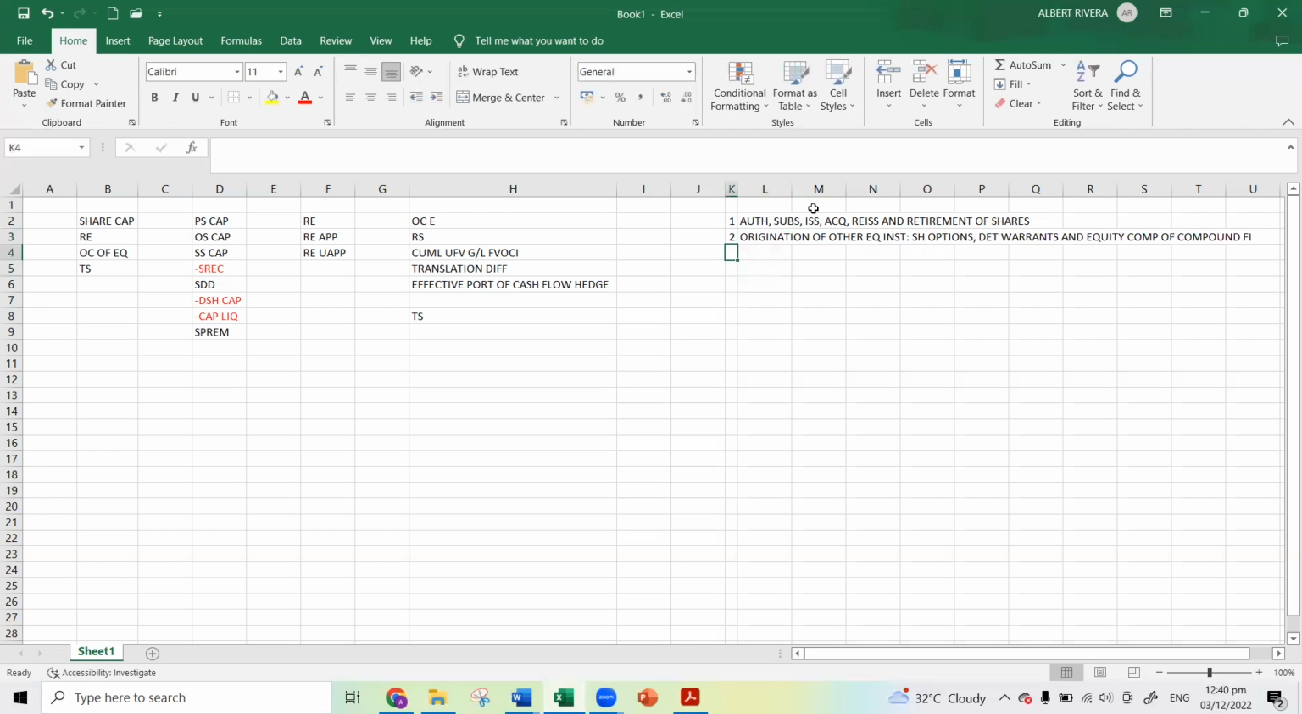Next, for part 2, these are your distributions to owners, the distribution of dividends. Then item 4, these are the transactions giving rise to other components of equity. And we have the recapitalization and quasi-reorganization.